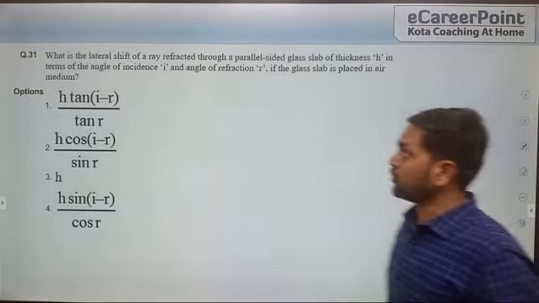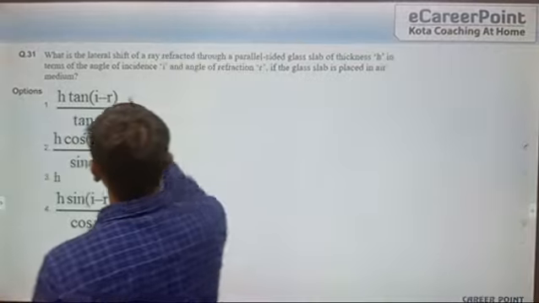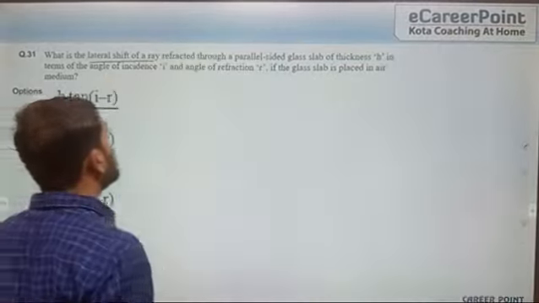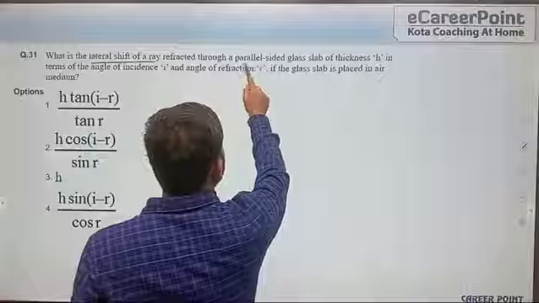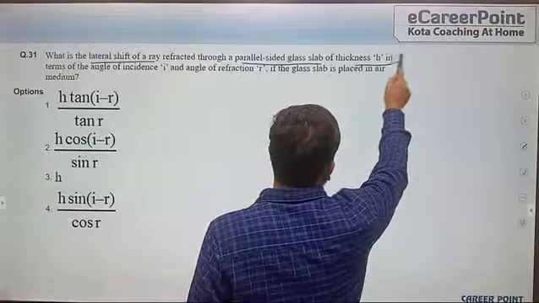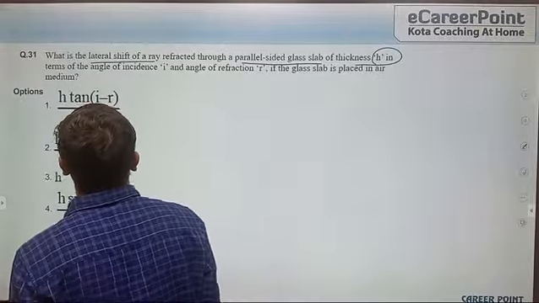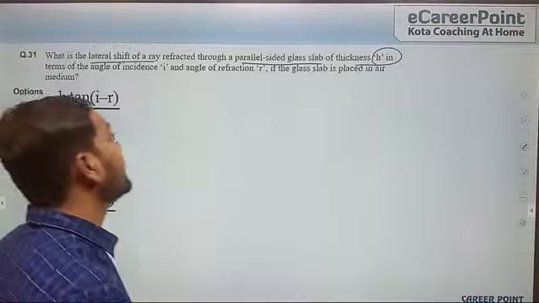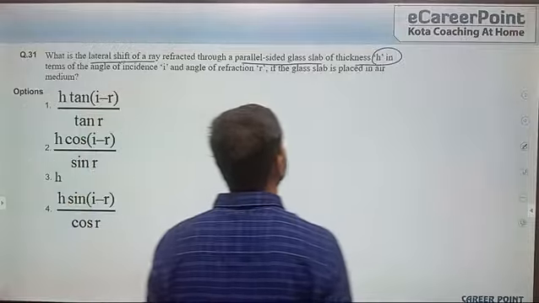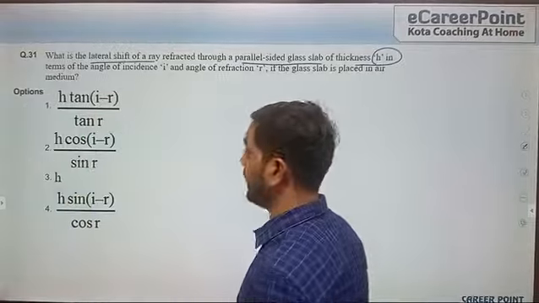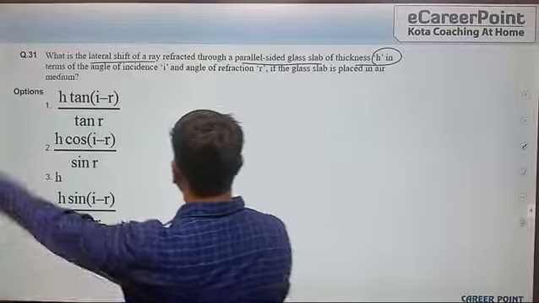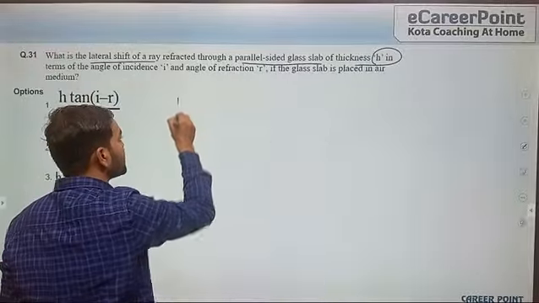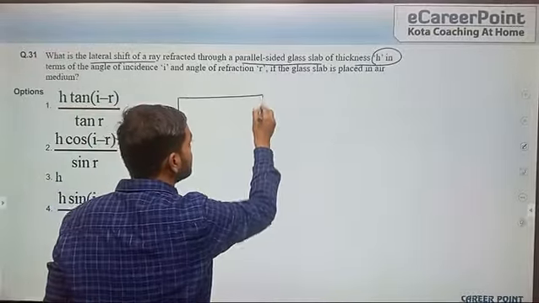See, another question. What is the lateral shift of the ray refracted through a parallel sided glass slab of thickness h, in terms of angle of incidence i and angle of refraction r, if the glass slab is placed in air? Okay, so let us draw the diagram of the parallel sided glass slab.